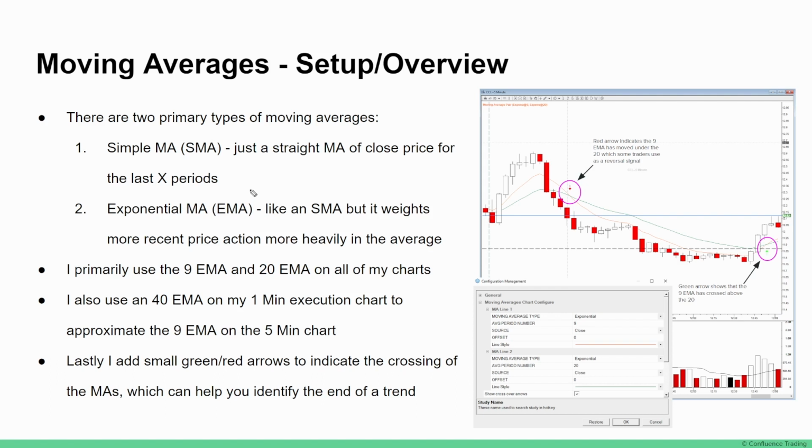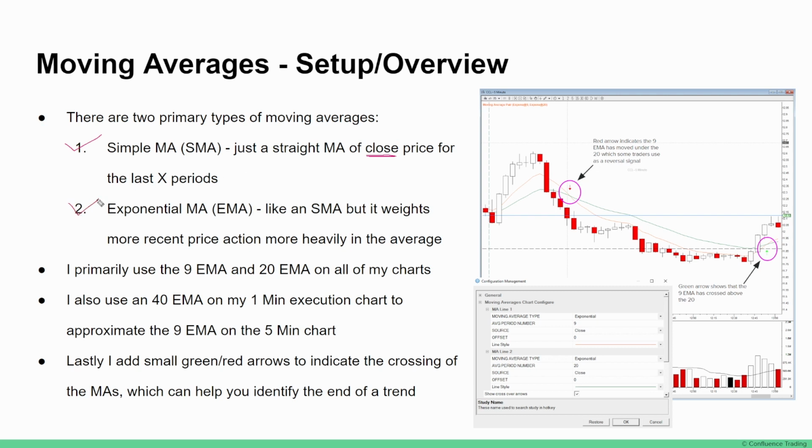There are two primary types of moving averages that you'll interact with the most in your day trading career. The first is the simple moving average. This is literally just a straight moving average of typically closing price for the last X periods. So if you have a 9-period SMA, it is the closing price of the last 9 candles, whatever that time frame happens to be.